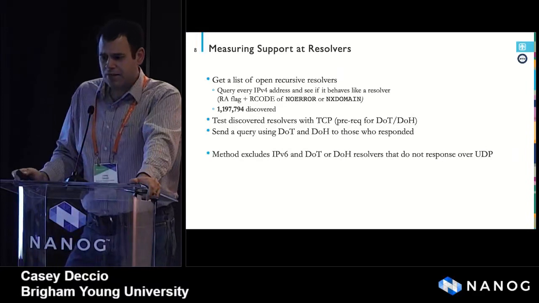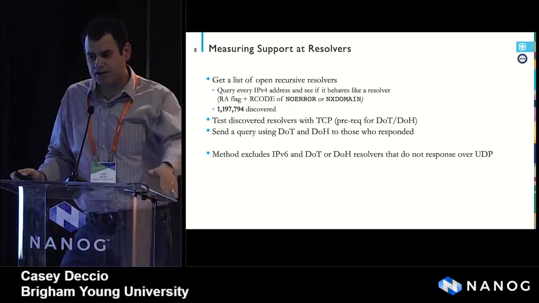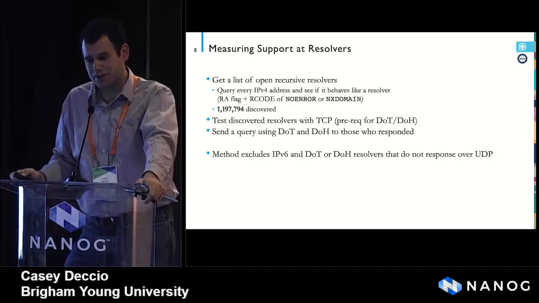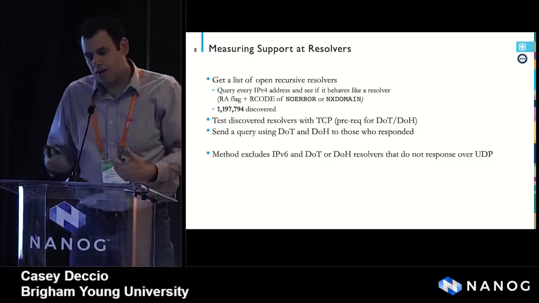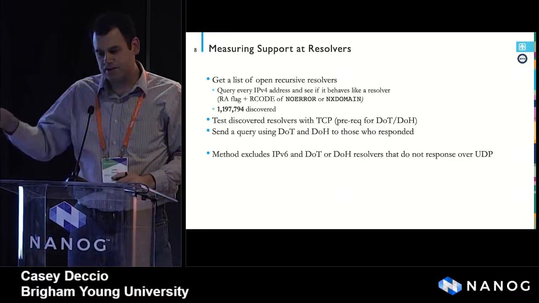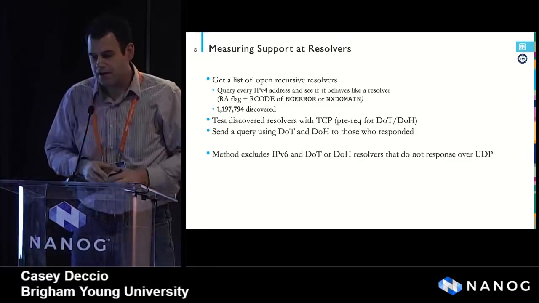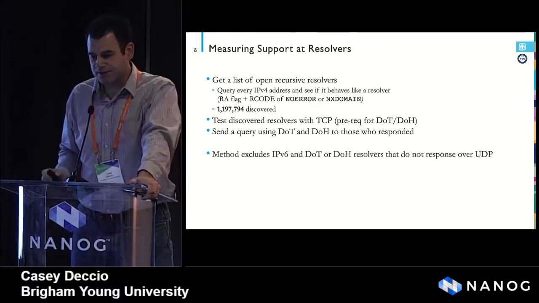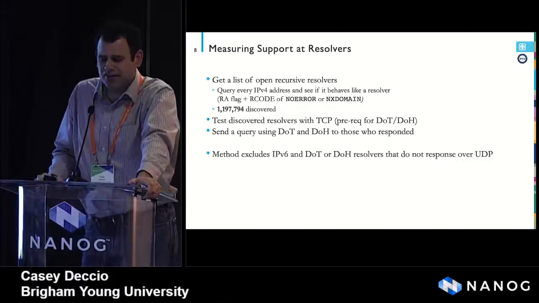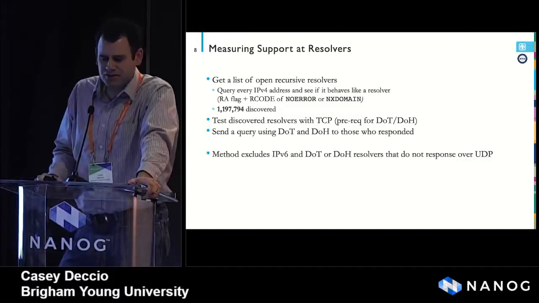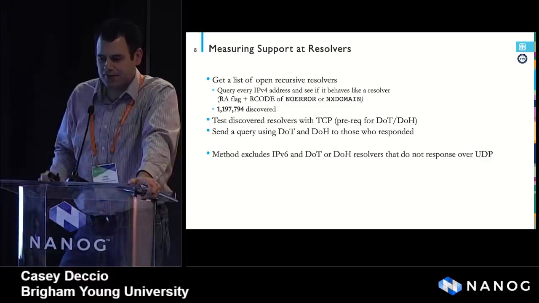Then we also did a similar test to discover the subset of those resolvers that worked over TCP, which was surprisingly few, believe it or not. Then when we got to that point, we sent a query using DoT and DoH with the URL that I mentioned earlier. I'll talk a little bit more about that in just a minute. What we didn't have in this particular case was an IPv6 equivalent test. We didn't use an IPv6 hit list to identify resolvers at this point. We were simply doing a scan for our data set.